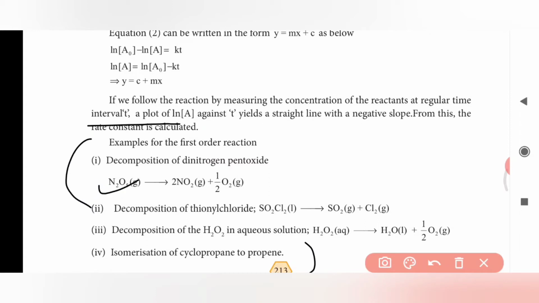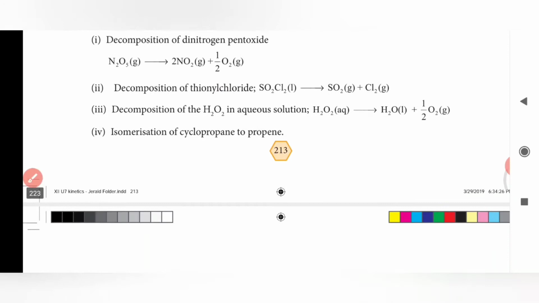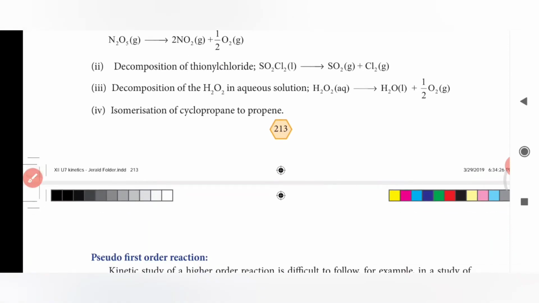Nitrogen pentoxide reacts to give nitrogen dioxide and oxygen. The decomposition of nitrogen pentoxide, the decomposition of thionyl chloride SO2Cl2, the decomposition of hydrogen peroxide, and the isomerisation of cyclopropane to propane. These four reactions are examples of first order reaction.